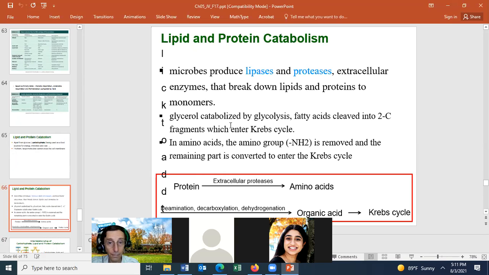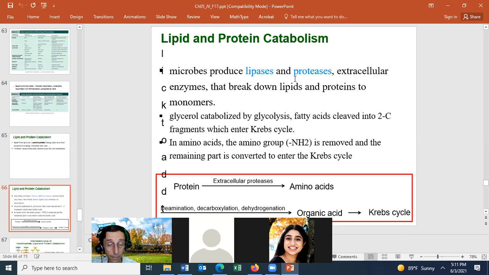The glycerol can be brought into the Krebs cycle, and some of the proteins can come into the Krebs cycle. Some of the proteins can go into glycolysis and then through the Krebs cycle. The fatty acids are cleaved into 2 carbon units, and then they enter the Krebs cycle directly. All right, any question about any of that?